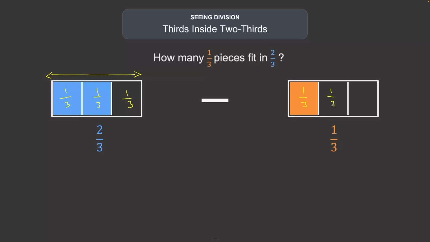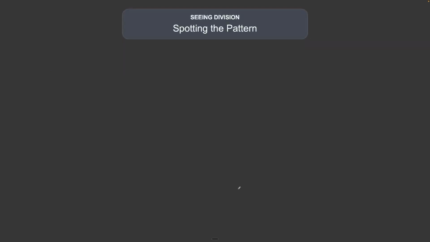This is 1 by 3. And this is 1 by 3. Essentially, what you get is 2 by 3 divided by 1 by 3 is 2. You're able to fit 2 1 by 3s in 1 2 by 3. Now let's understand the pattern.